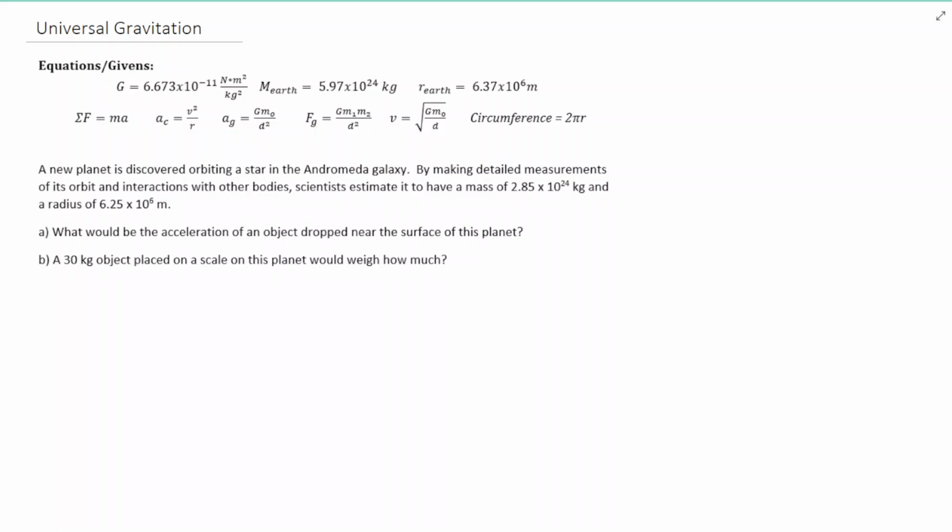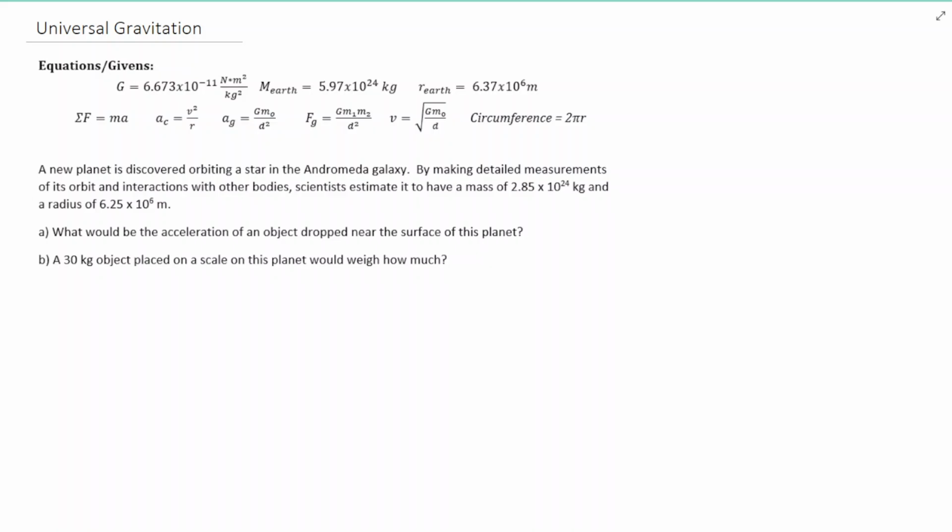Let's look at this example problem where we apply Newton's universal gravitation equations to determine the acceleration and the weight of an object on an unknown planet orbiting a star in the Andromeda galaxy. We've got the equations and givens for this unit, some of which we'll use here in this problem, others we may use in future problems.